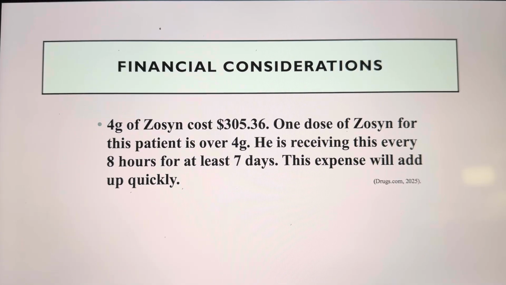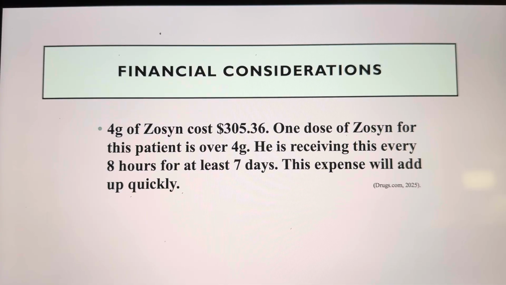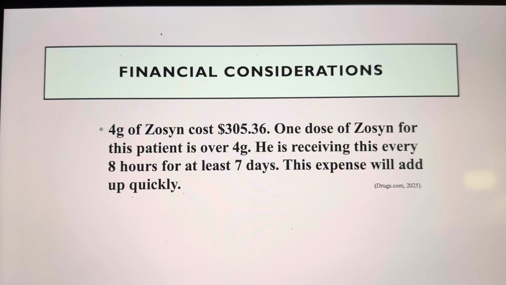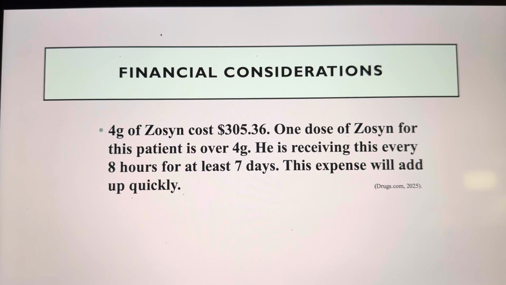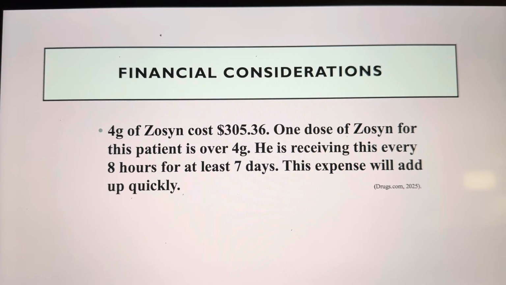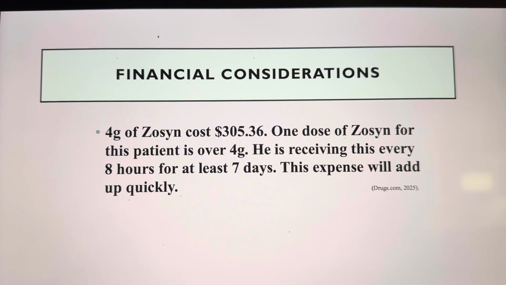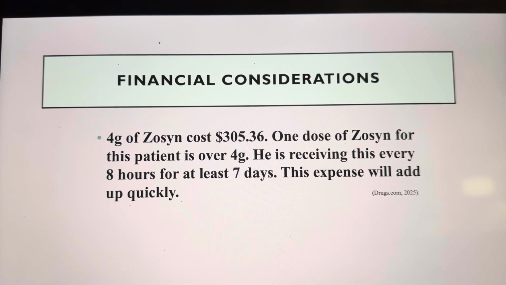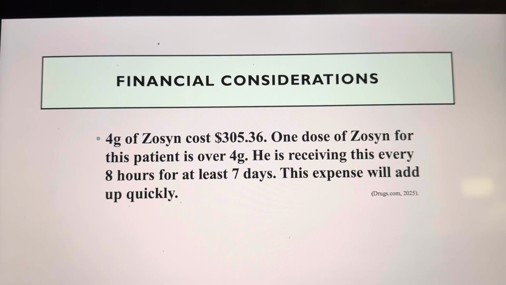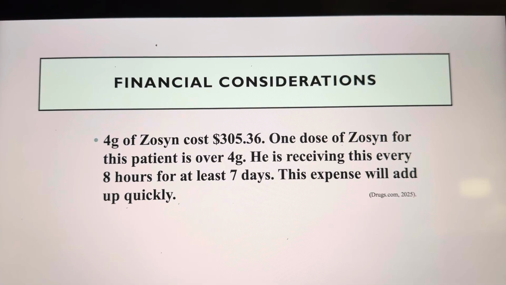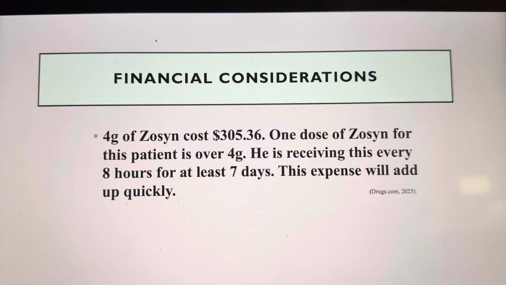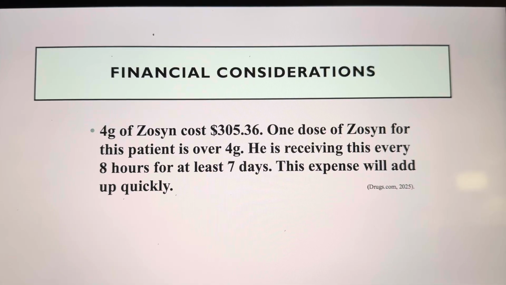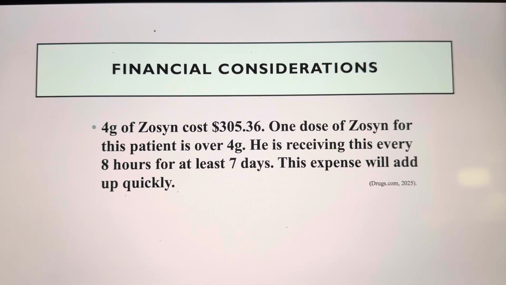A financial consideration chosen for this patient is the cost of his IV antibiotic Zosyn. 4 grams of Zosyn costs around $305, and 1 dose of Zosyn for this patient is over 4 grams. He's receiving this medication every 8 hours, and it's going to be for at least 7 days, so this expense will add up pretty quickly for him.